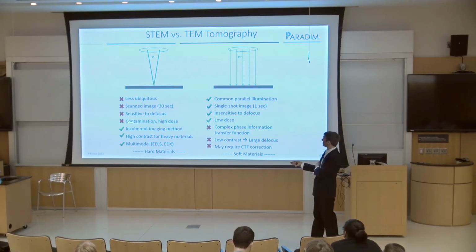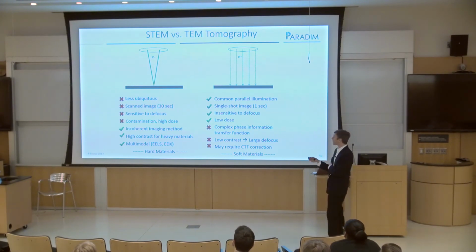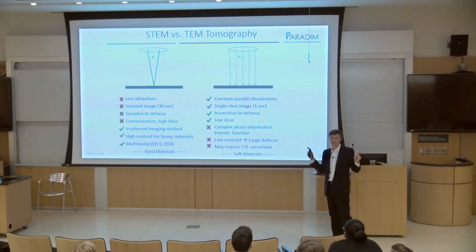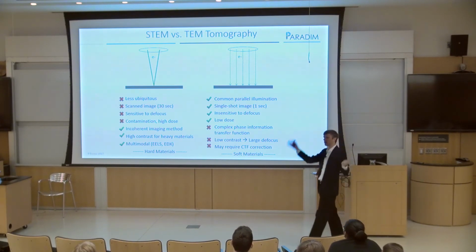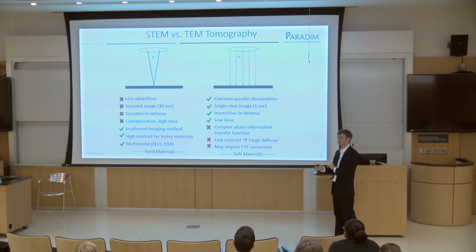Okay? It's an incoherent imaging method, which means we can use it for crystals because they don't change as you tilt. You get very high contrast, especially for heavy materials, so it works really well on metals, nanoparticles, things like that. It's not very good for very light things, right? And then it's multimodal. You can do EELS at the same time. You can do EDX at the same time. You can take HAADF, ABF, bright field, EELS, EDX. You could do a tilt series taking all of those at exactly the same time and do a reconstruction, putting all of that information together with many channels, right? And even more as we go towards more advanced detectors.